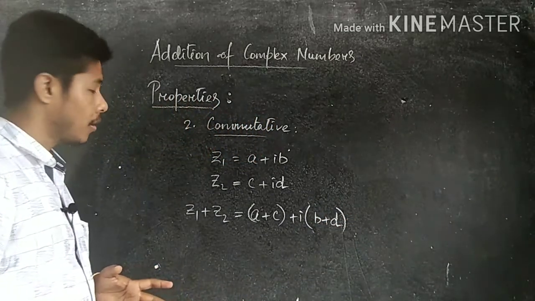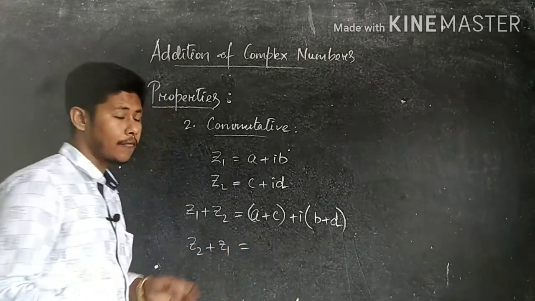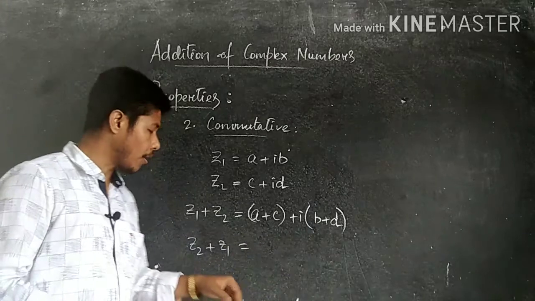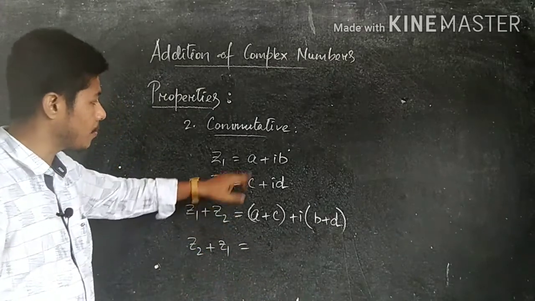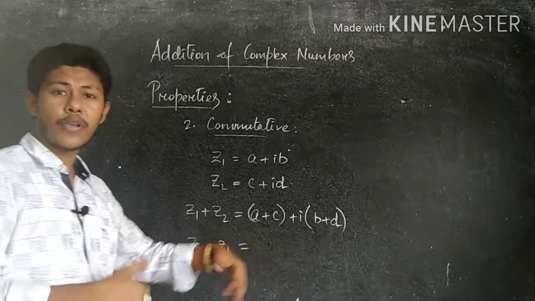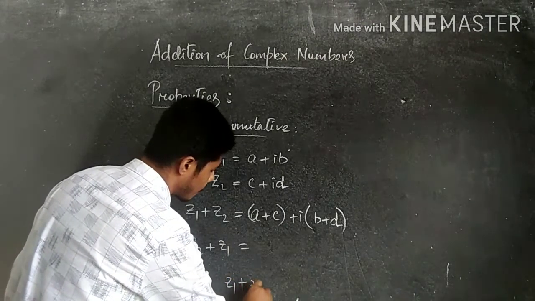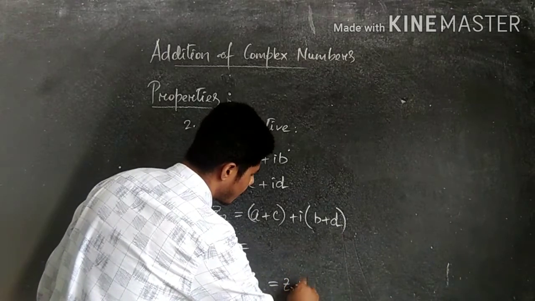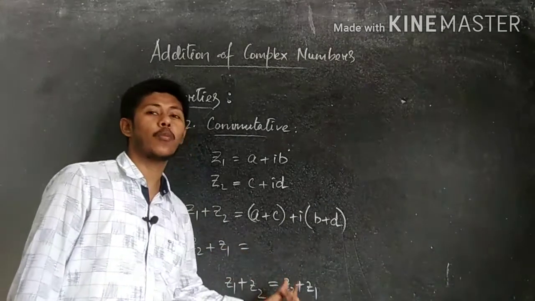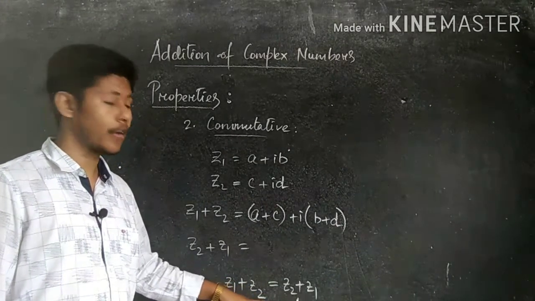Is it clear? Now again if we add z2 plus z1, what do we get? The first time we add z1 plus z2 and the second time we add z2 plus z1. Now the second time when we add, we get c plus a, i common, d plus b. c plus a or a plus c, the meaning is the same. So from here we can say that whatever result we get for z1 plus z2, for z2 plus z1 we again get the same result. This is the meaning of commutative. Is it clear? I think all of you understood this.